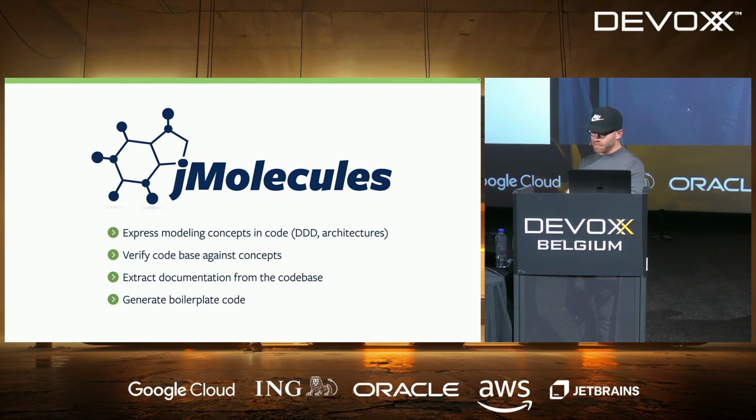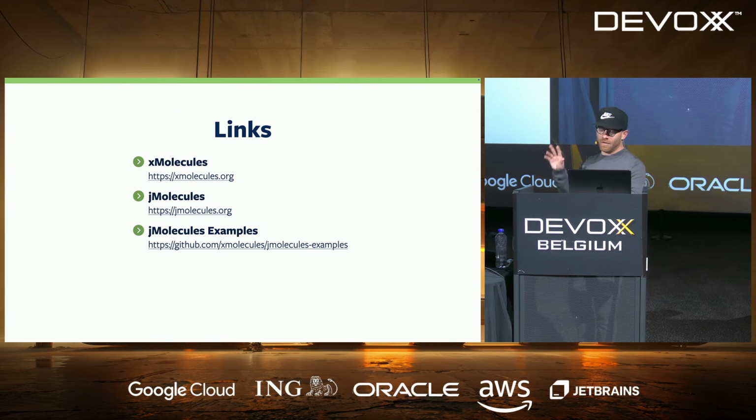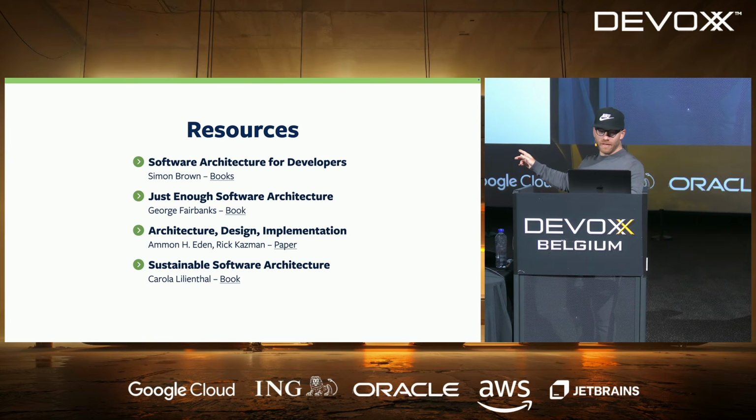All right. jMolecules, I think you've got the gist. We put the model design concepts explicitly in our code base. We can verify this stuff. It's very low-hanging fruit. It's also helpful for documentation, and whether we want to generate boilerplate code is up for debate. A lot of links in the resources, the jMolecules project, a couple of examples for jMolecules only. Definitely check out the books, Simon Brown, George Fairbanks. The paper from Amine Eden and Rick Kazman is also interesting to read. It's actually a reasonably easy read, I think. Carola's book all the way.